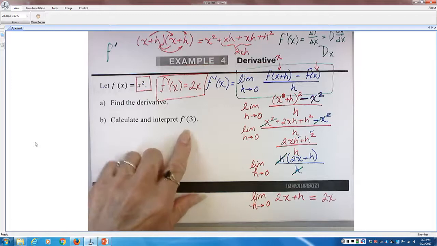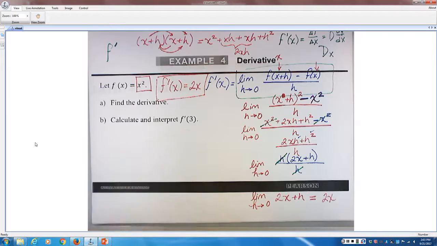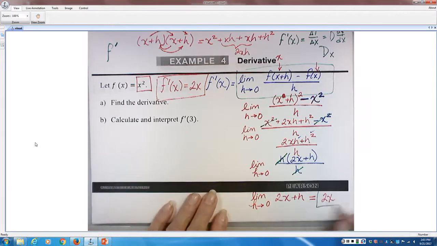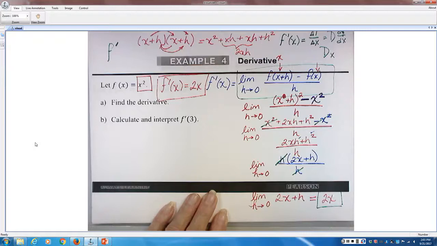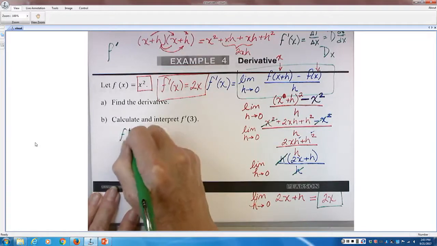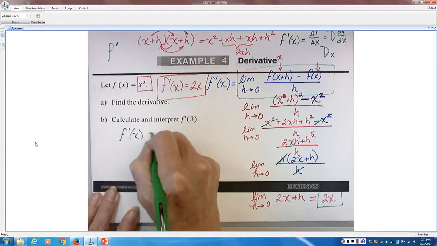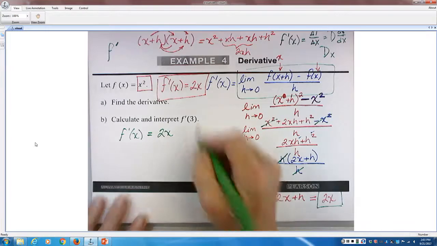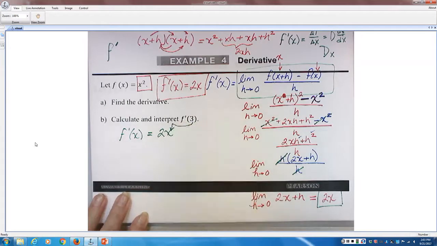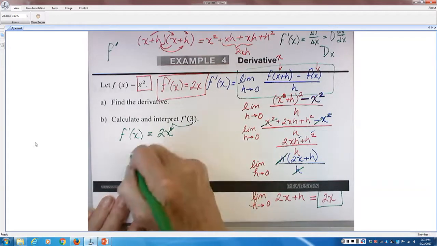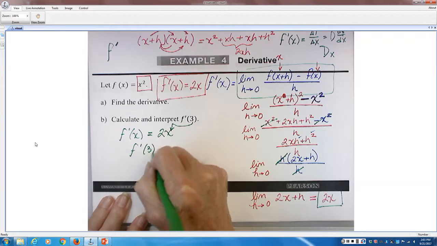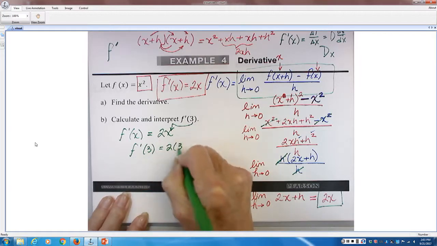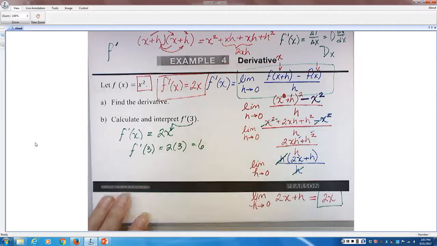Once you get part A, this part isn't hard because this part says take this formula, which is f prime, f prime of x equals 2x, and this just says, okay, now plug in 3. Okay?